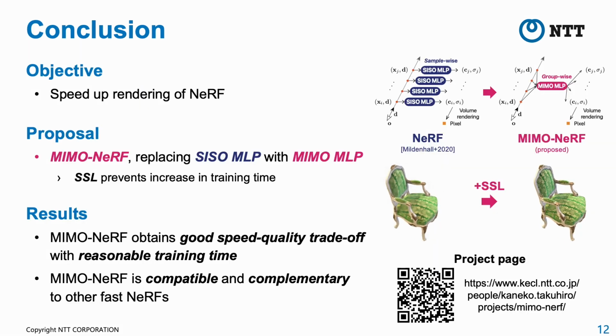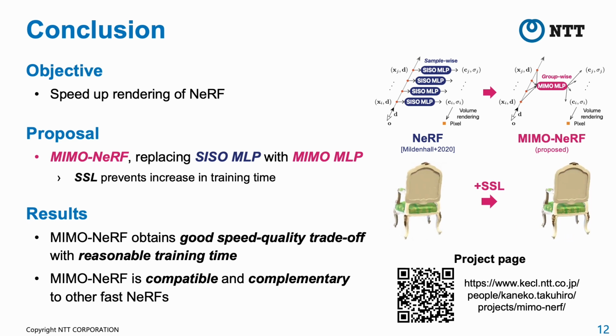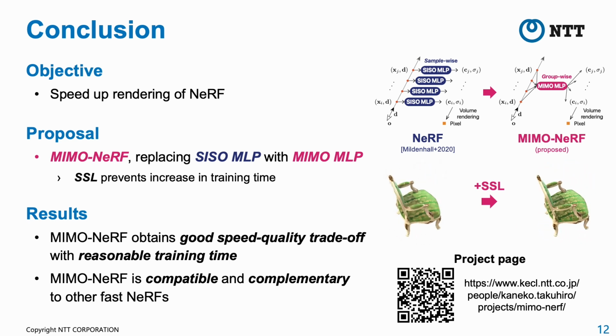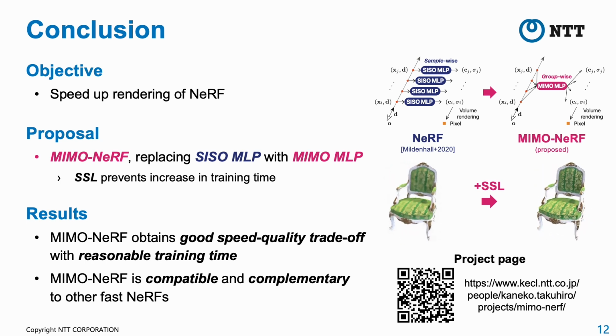I'll conclude this presentation. To speed up the rendering of NeRF, we propose MIMO-NeRF, replacing the SISO-MLP with a MIMO-MLP. We have developed a novel SSL to alleviate fluctuation artifacts without relying on pre-trained models. The experimental results show that MIMO-NeRF obtains a good speed-quality trade-off with a reasonable training time, and is compatible and complementary to other fast NeRFs.